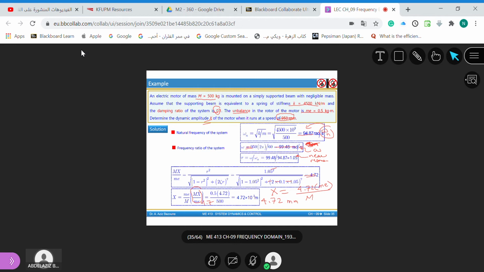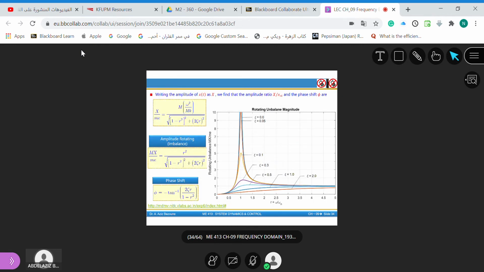Clear? So now, if R is near 1.05, you will go here. 1.05 is sometimes near this one. And the damping ratio, we found it to be 0.1. So the amplitude will be something like here, 4.72 millimeters. This is R, 1.05. R is equal to 1.05, and zeta is equal to 0.1, which corresponds to this curve.